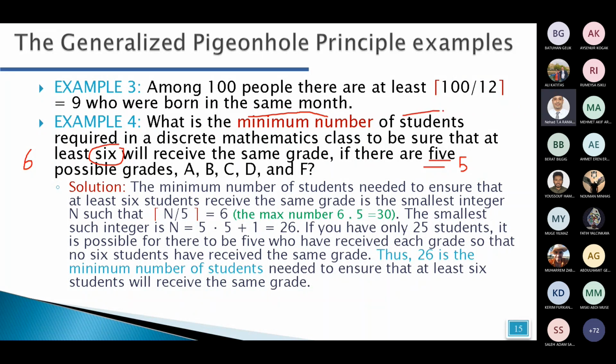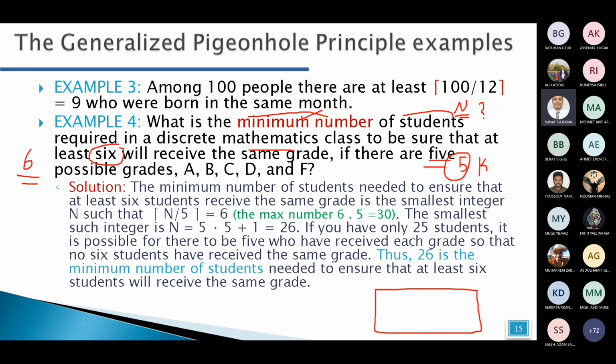Okay, number of students, N. We need to know N. How many students we must have, the minimum number of students we must have in this course. So we have 6 students receiving the same grade. So 6 students is the result in the same grade. It's K, the 5 grades. It's K, the number of holes.